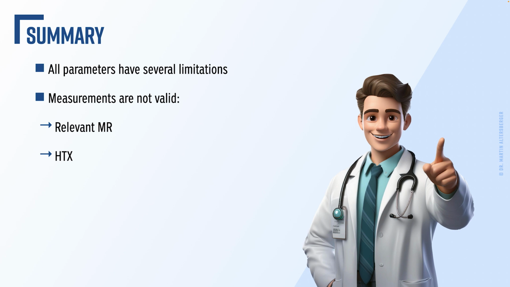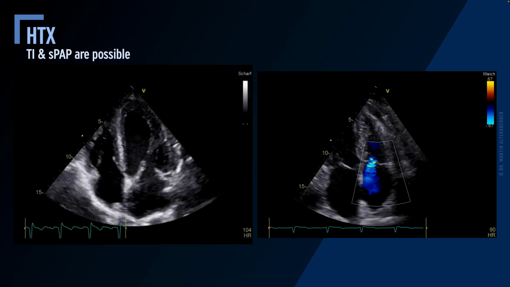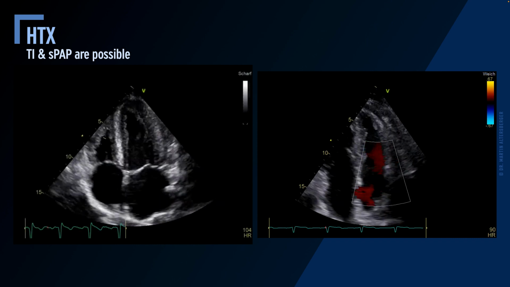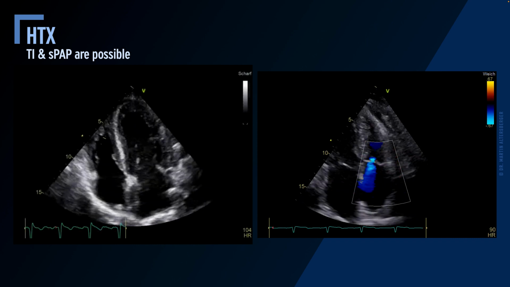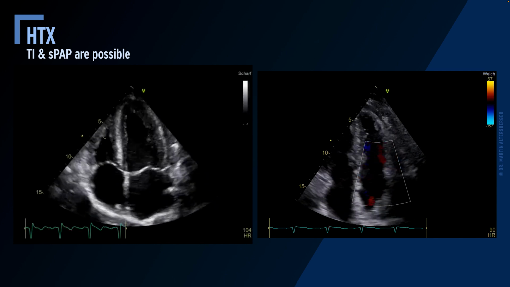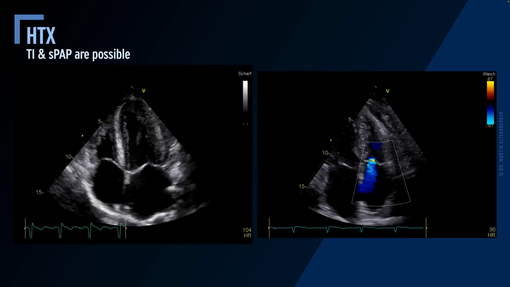Also in heart transplant, you have severe limitations, of course, because all the measurements we have are not really usable. In heart transplant, what is possible is, for example, if you have a TR, so tricuspid regurgitation, and a measurement of systolic pulmonary arterial pressures for evaluation of filling pressure.